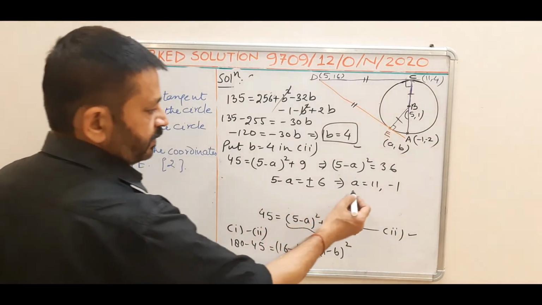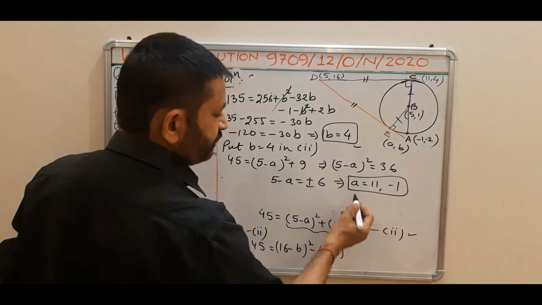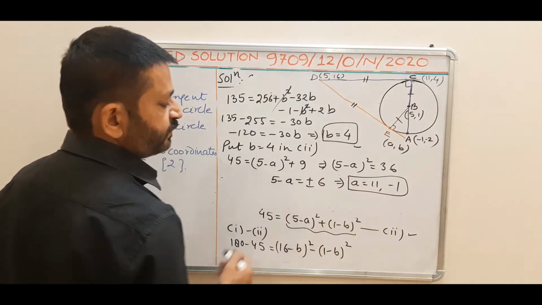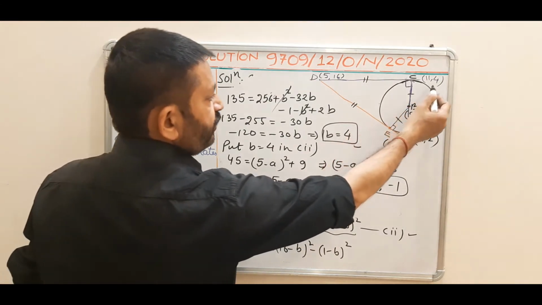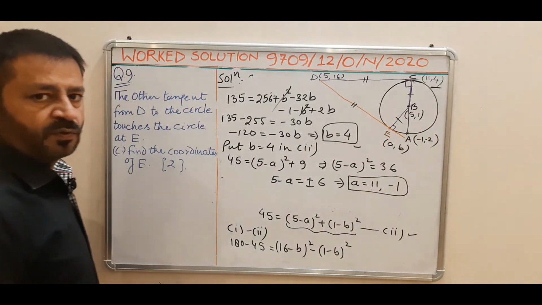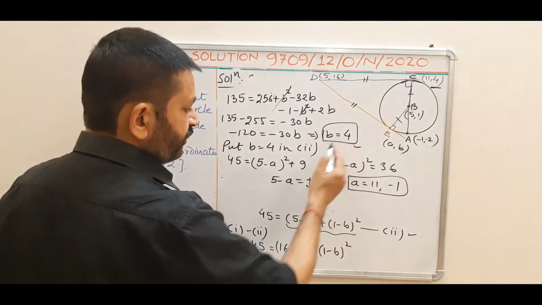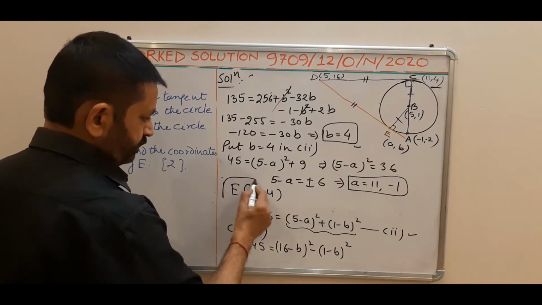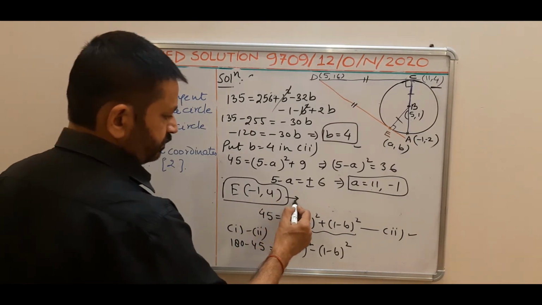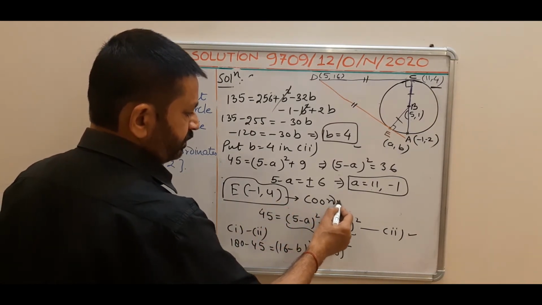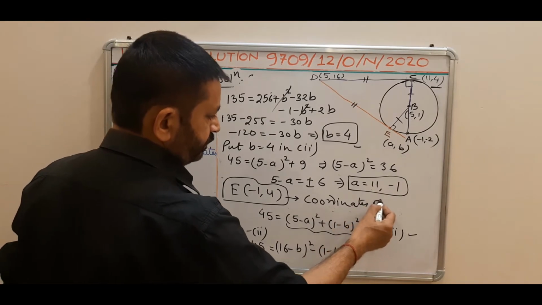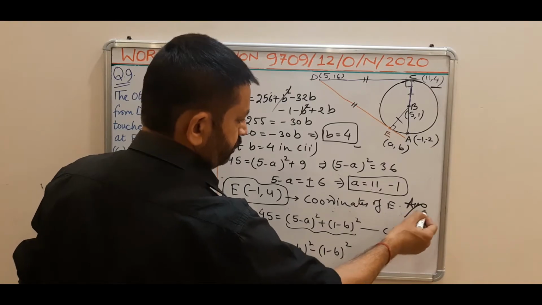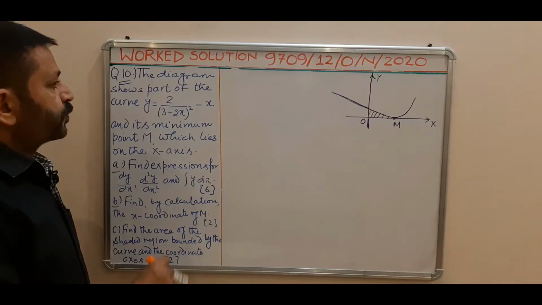So now from these results we have two coordinates. One is 11, 4 and the other one is minus 1, 4. If you look at the figure, 11, 4 is already there, that is point C. So what is left? Minus 1 and 4. So these are the coordinates of point E, minus 1 and 4. Coordinates of E: minus 1 and 4.